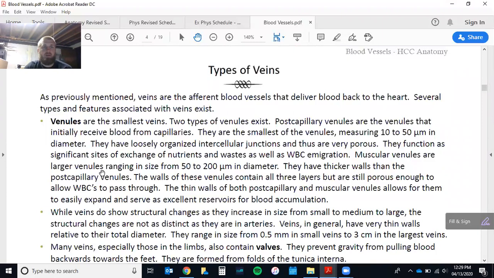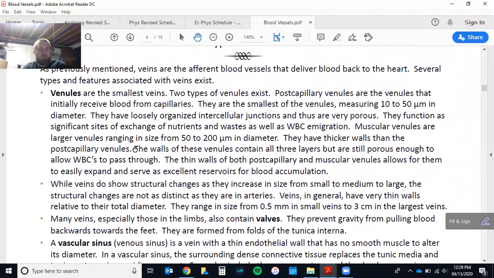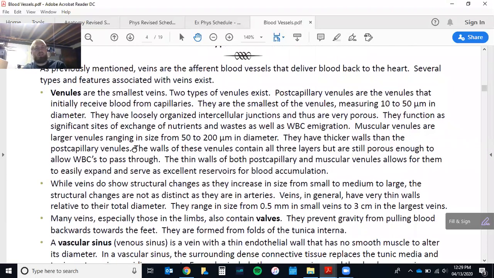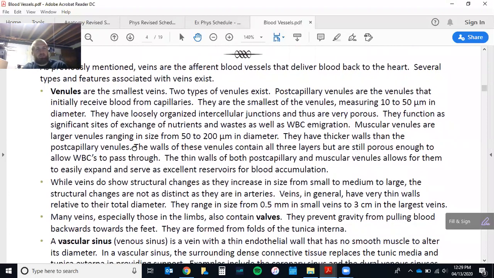Okay. From capillaries, blood is then going to travel into our veins, the afferent blood vessels that deliver the blood back to the heart. Now, there are several types and features associated with veins, but it's not quite as rigid and straightforward as what we see with arteries and capillaries. Our smallest veins are called venules, and there are two types. Post-capillary venules are the ones that initially receive the blood from capillaries, which makes sense. Post means after, so these are venules that receive the blood after it runs through the capillaries.